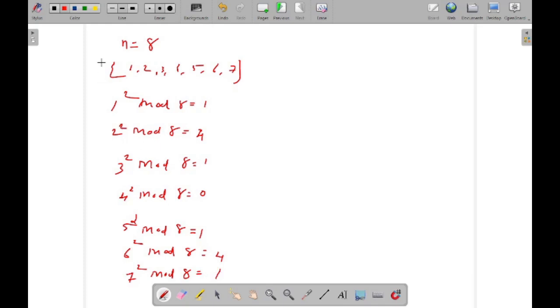Here we can see 1 square mod 8 equal to 1, then 3 square mod 8 equal to 1, then 5 square mod 8 equal to 1, and 7 square mod 8 equal to 1. More than two values.